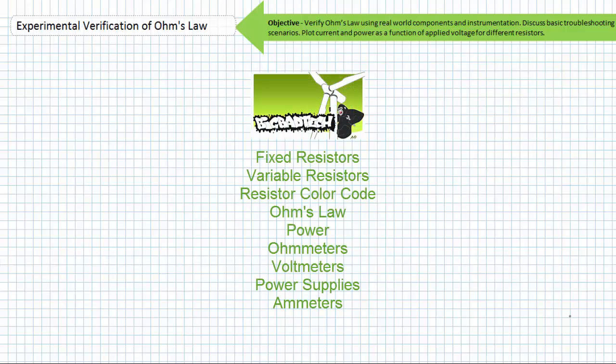This activity will tie together a number of topics, including fixed and variable resistors, the resistor color code, Ohm's Law, the power equations, ohm meters, voltmeters, power supplies, and ammeters. If you've been following this playlist in its intended sequence, or if you're intimately familiar with these topics, no worries. If not, I definitely recommend hitting these prerequisite lectures available at the Big Bad Tech channel prior to continuing.